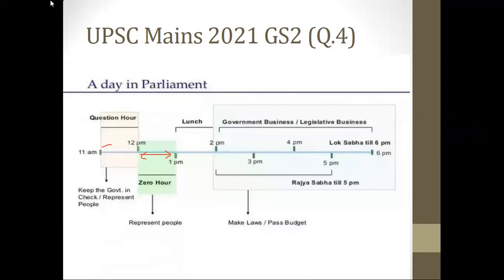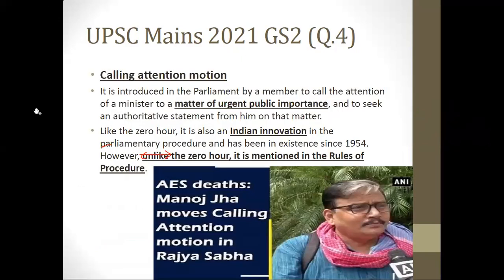Then you can talk about the calling attention motion. There are so many motions also, calling attention motion, adjournment motion. Generally, a comparison has to be done between calling attention motion and adjournment motion, where they're talking about important matters. Like Manoj Jha sir, he talked about AES, acute encephalitis syndrome. Thereby he's asking the ministers what you are doing. Many people are dying, many children are dying in Bihar, what are you doing. So this is also a way of exercising accountability over the executive.